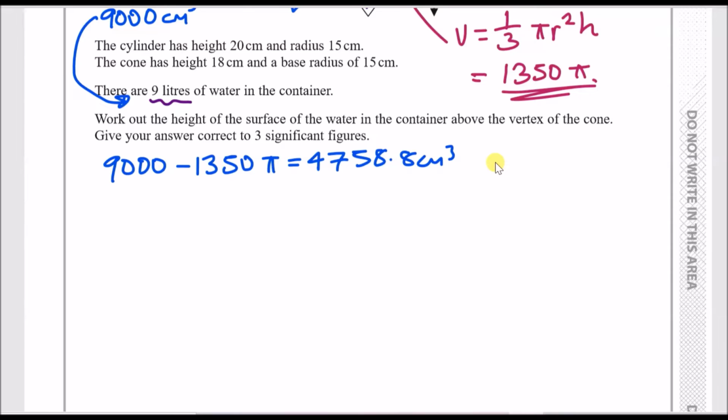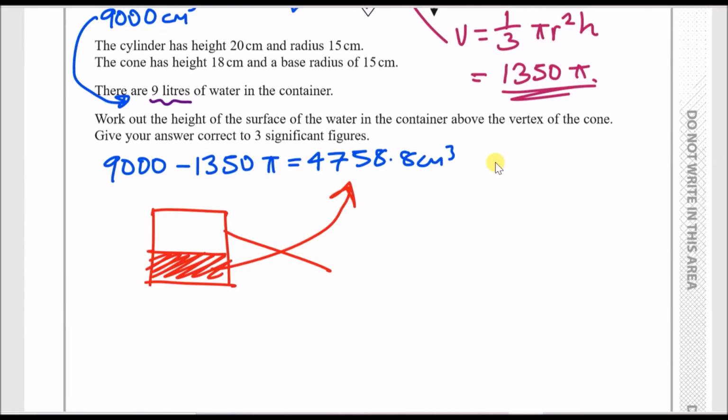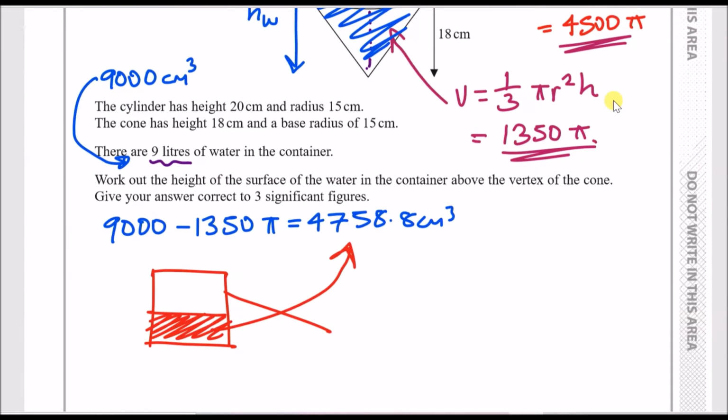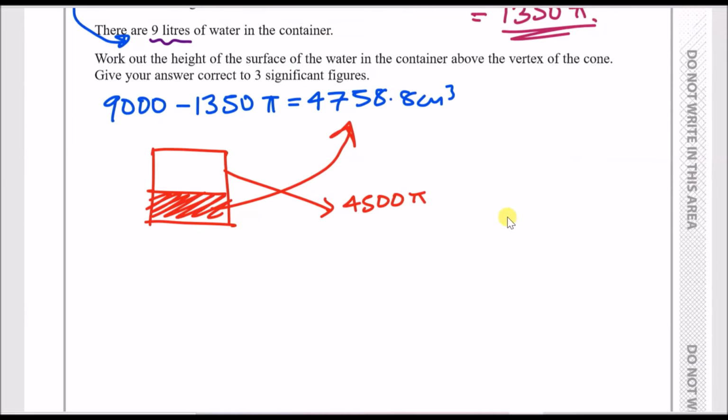So I always redraw these things, yeah? So I'm going to redraw the cylinder here in 2D form. Let's say this is the area that's currently occupied. That's equal to this value here. And we know that the container itself has a volume of 4500 pi. So 4500 pi. Now to figure out how much water is actually occupying this container, we just got to divide them. So it's going to be, therefore, 4758.8 over 4,500 pi. And this should give us some kind of small number.